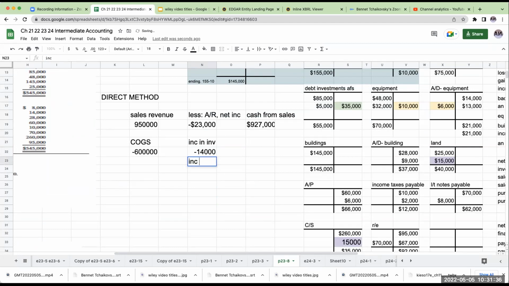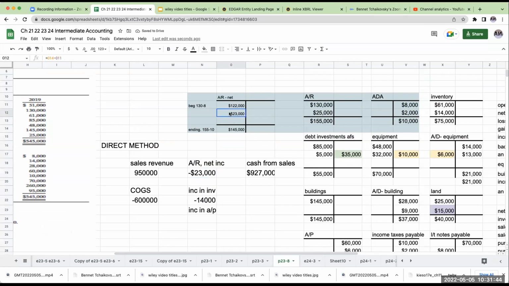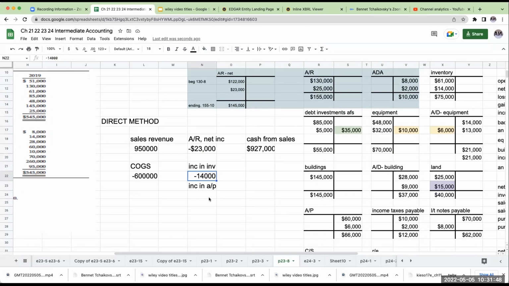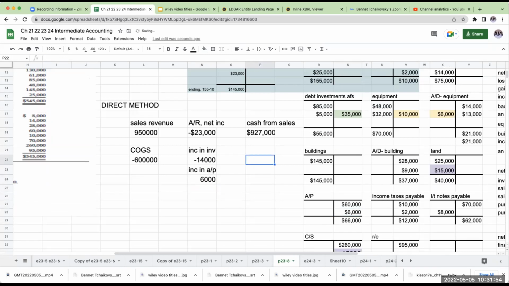And we'll say increase in accounts payable. So we'll just say AR net, and get rid of that less. Just follow what's going on in the T account. If it's a debit, it's going to be a negative amount. Over here, it's a debit, it's a negative amount. Increase in AP, it's a credit, so it's going to be a positive amount. I may have screwed this up, but we'll see if we got it right. So 600,000 minus 14 plus 6, and I get 608.